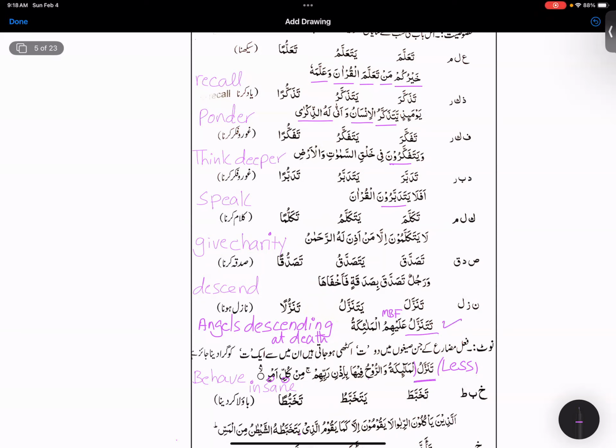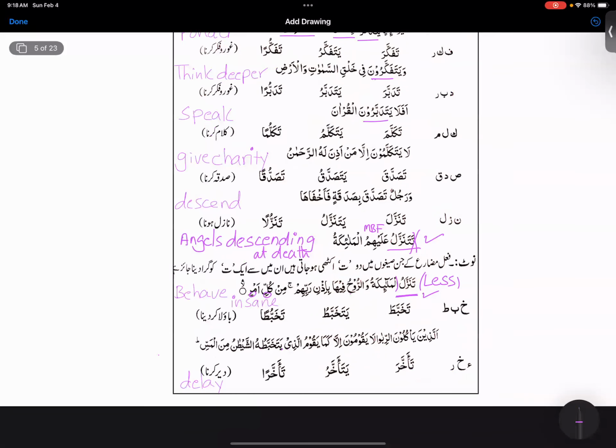This tatanazzalu is basically the same over here, but one ta is being dropped. And that you will see in the Quran a lot with this family, because sometimes there are going to be two tas, so they drop the ta. Tanazzalul malaikatu war-ruhu fiha bi'idhni rabbihim min kulli amr. That is Surat al-Qadr, right? We will see that in a bit.